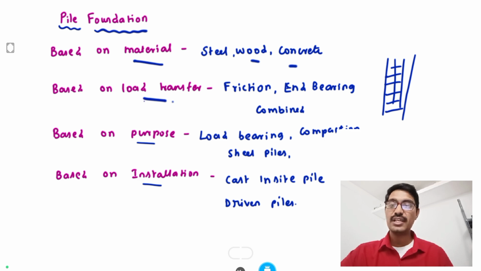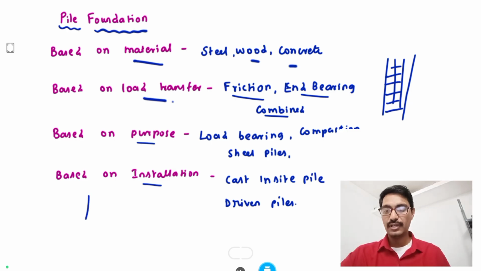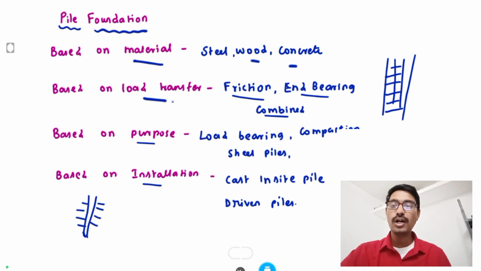The next thing is based on the load transfer. There are friction piles, end bearing piles and combined piles. In friction piles, the load is transmitted using friction action. For example, this is the pile, and the load is transmitted to the side of the soil. Whenever the bearing capacity of soil is somewhat okay, we transfer the load into the soil using the surface area. In that case we go for friction piles.